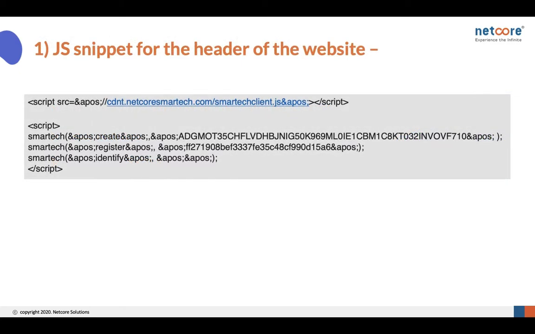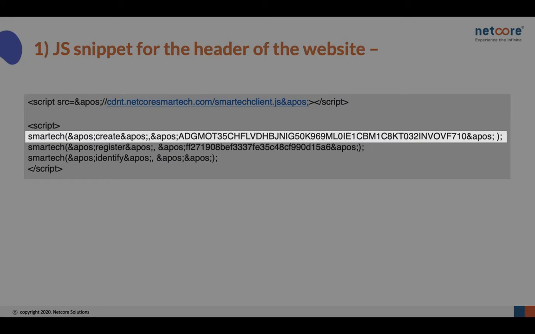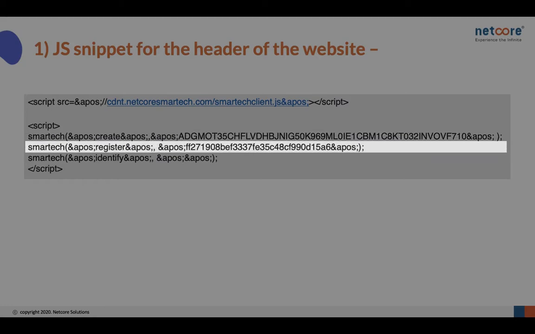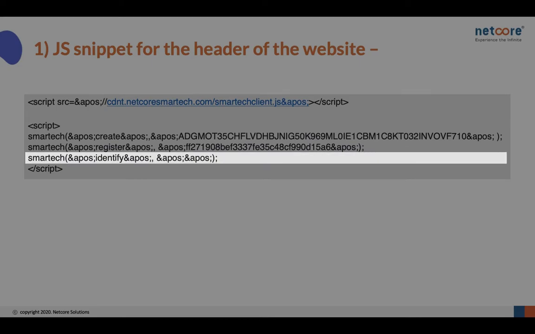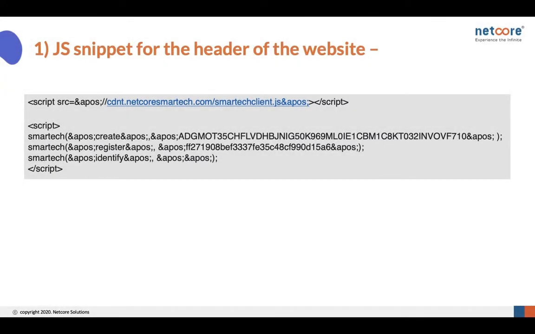Visiting point number 1. You will have to insert the JavaScript in the header of your website. The JS has 3 parts: the create key, the register key. Both these would come pre-populated. The third would be the identity key. This is where you pass the unique identifier or primary key for your logged-in users and leave an empty string for your non-logged-in users. A few points with the integration of the JavaScript.